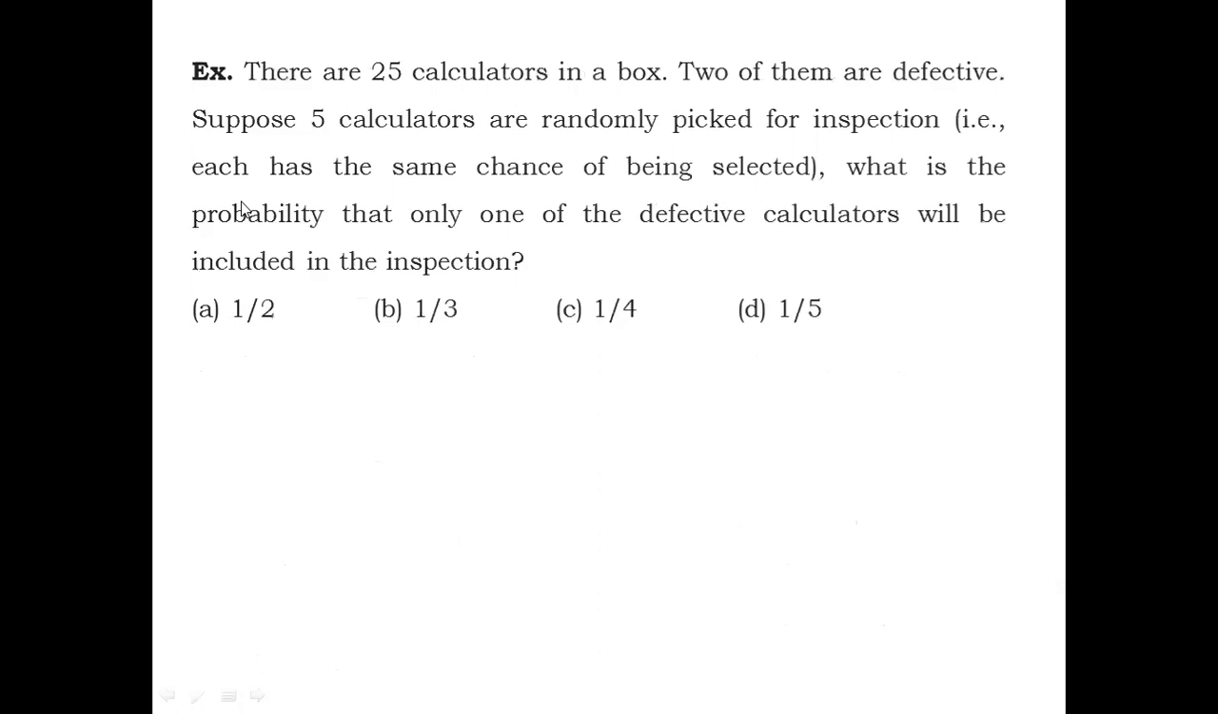As such, there are 25 calculators in a box. 2 of them are defective. Suppose 5 calculators are randomly picked up for inspection. Each has the same chance of being selected. What is the probability that only one defective calculator will be included in the inspection?